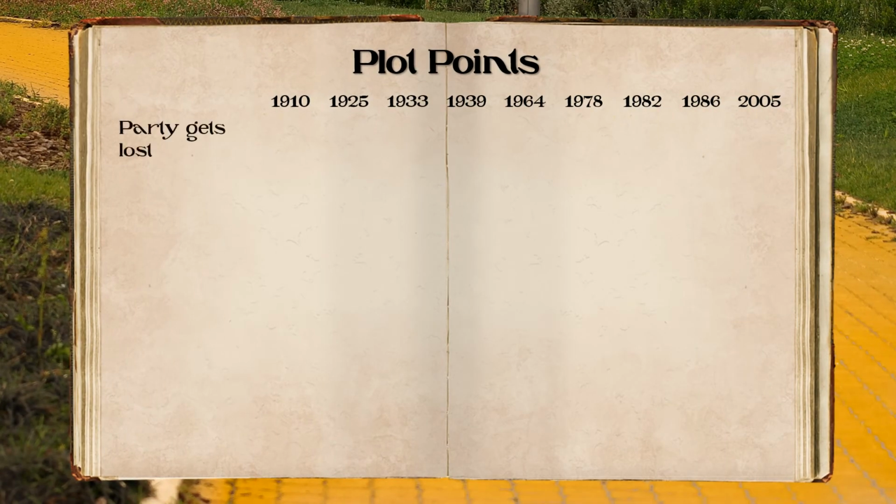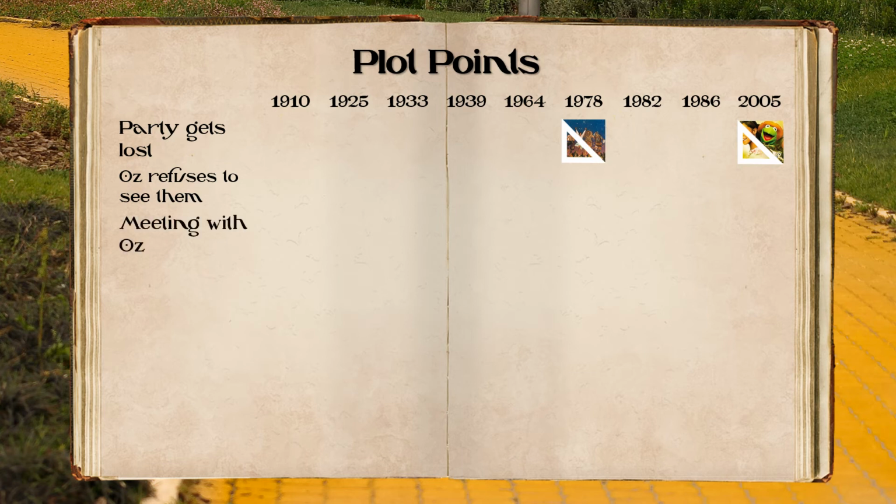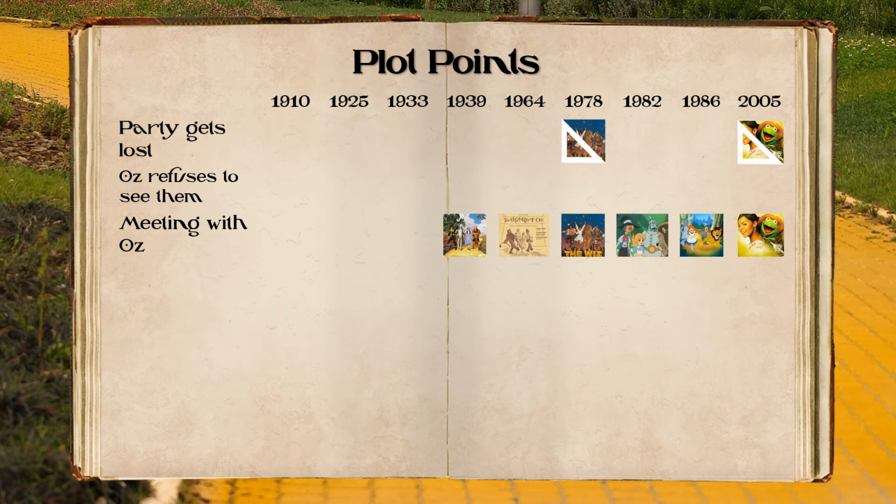The companions don't get lost on their way back to the Emerald City in any version, but do use the monkeys to get them there in 1978 and 2005, so partial points. Oz does not refuse to see them until he's threatened by the Scarecrow with the flying monkeys in any version, but does meet with them to provide their wishes in every version but 1910, 25, and 33.